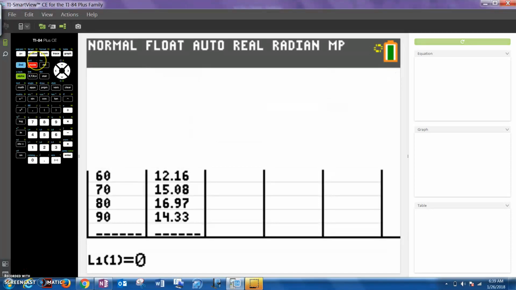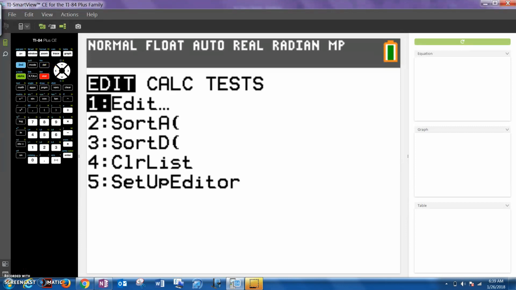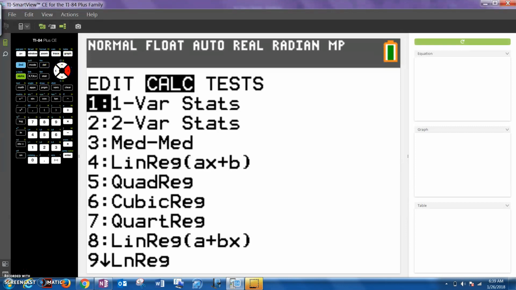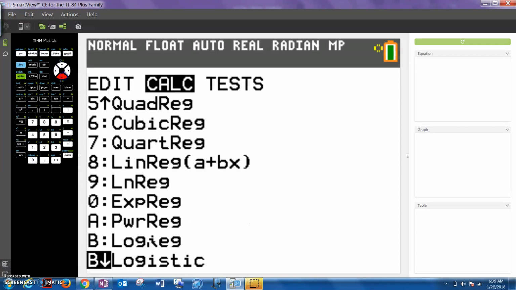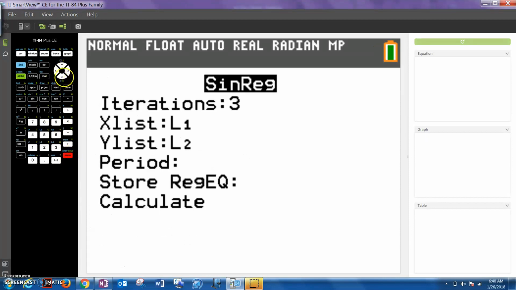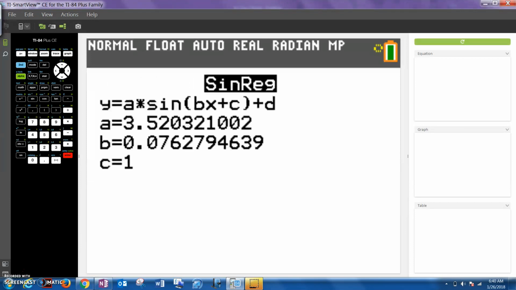You hit second mode to get back to the home screen. Go back to stat. Move over 1 to the calc menu, and just start scrolling down, because when we get to the bottom here, we'll find the regression we want. I think it's letter C. It is. It says SinReg. We want a sinusoidal regression. So we hit enter. All this stuff, don't worry about. Just go down to calculate, or just hit enter again if you don't get that menu screen. Then you'll see this equation pop up.